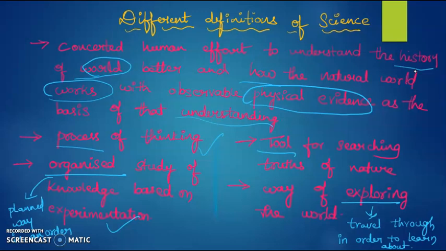Next, it can also be called a tool. Tool here means we can call it an instrument. What is the instrument for? Science is used for searching the truths of nature, and it is also used as a way to explore the world. Explore here means to travel through in an order.